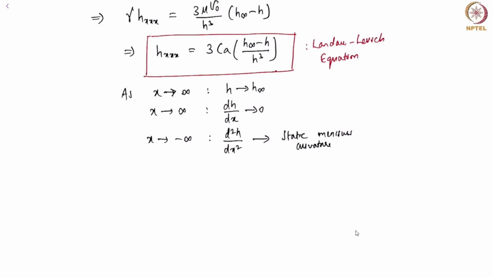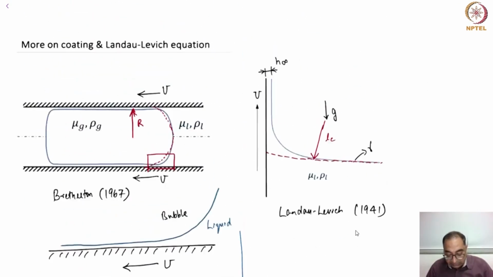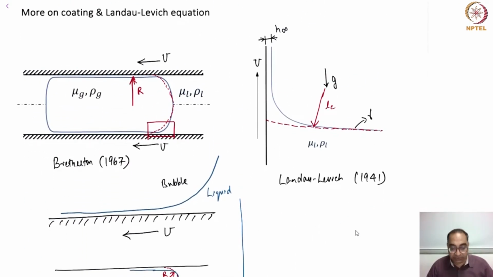If you were to solve this boundary value problem coupled with the static meniscus shape, then you will get this number prefactor in the Landau-Levich equation, 0.9458. So with this, our description on coating flows is complete. And we will now look at jets in the next lecture.